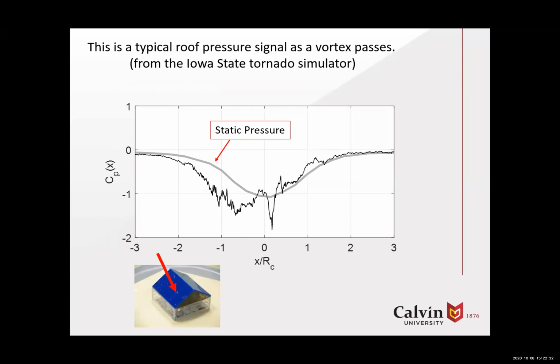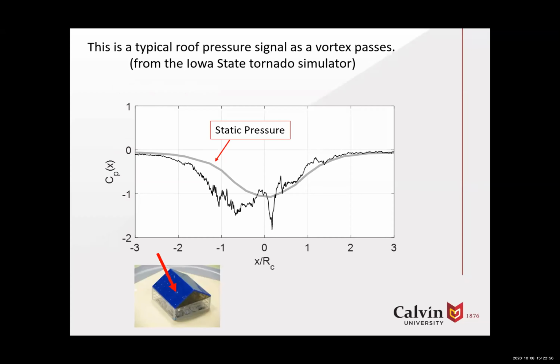This is a typical roof pressure signal as a tornado vortex passes. This is from some work at Iowa State. You can see the pressure signal there, and the gray line right there is the static pressure that the tornado vortex is creating, and you can see that it's a fairly sizable proportion of the overall pressure signal.